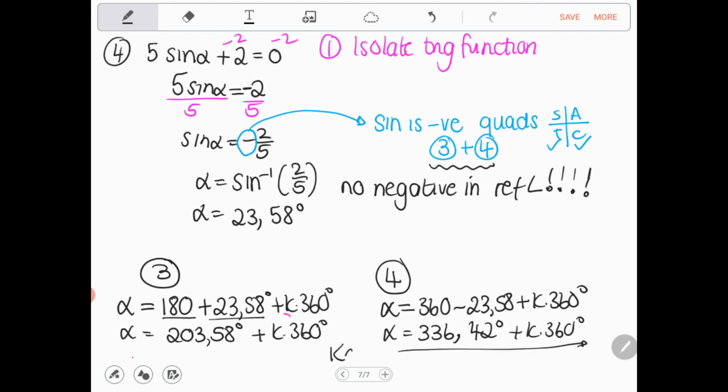And k has to be an element of an integer. It's got to be a positive or negative whole number. So we just pop that in there. Sorry, that's very messy. Let me try it again. K is an element of z. All right, so it's isolate your trig function, work out which quadrant you're working in, work out your reference angle, and then do your solutions in your quadrants.